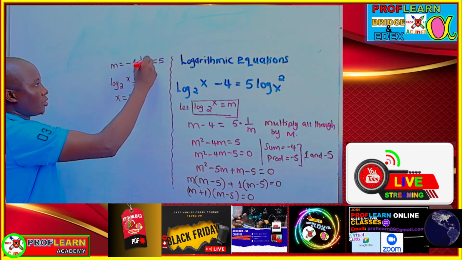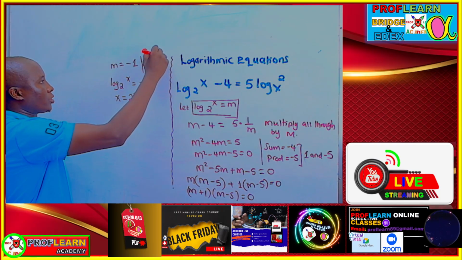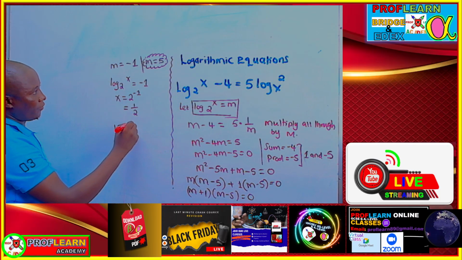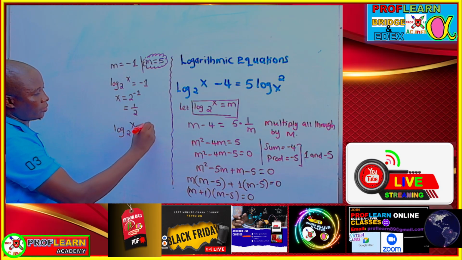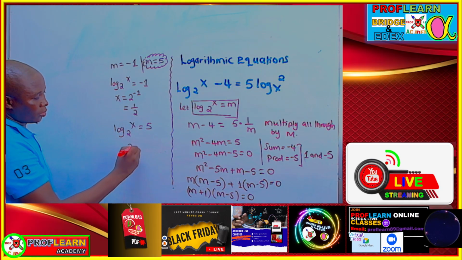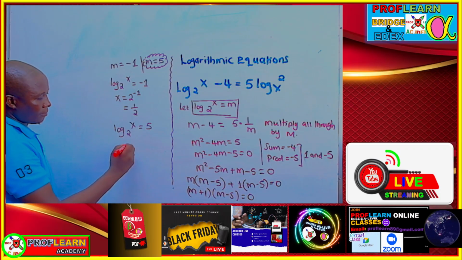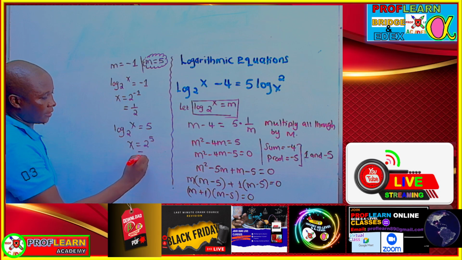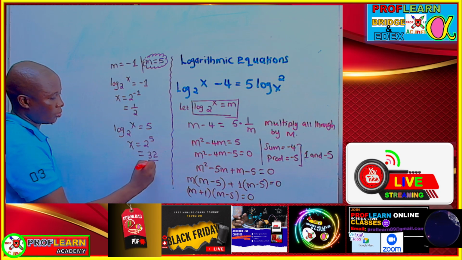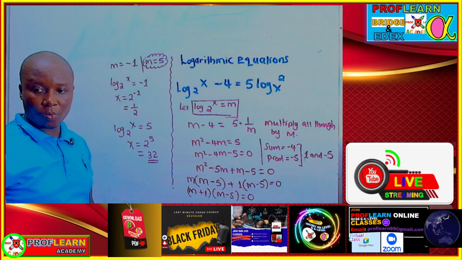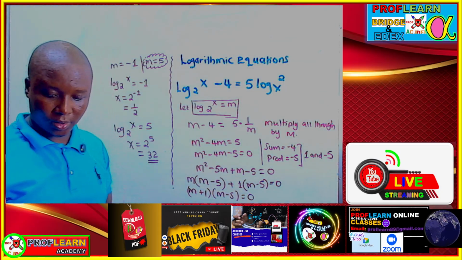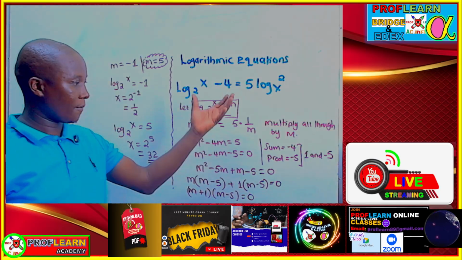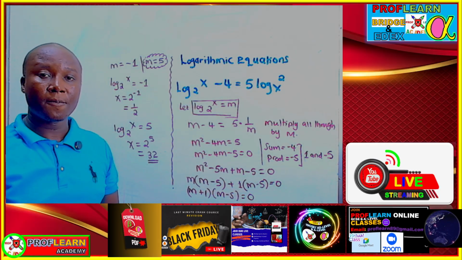And the second solution is when we have m is equals to 5. So we are going to say log of x base 2 is equals to 5. So x is going to be equals to 2 raised to power 5, and that is going to be 32 at that particular point. So whenever you're given a question to do with logarithmic equations, this is the way you are going to do it in additional math.